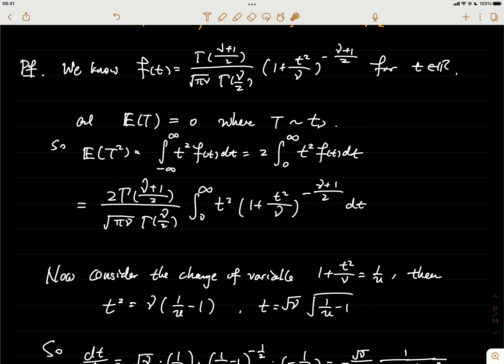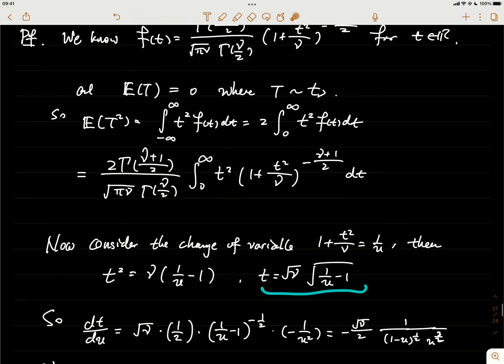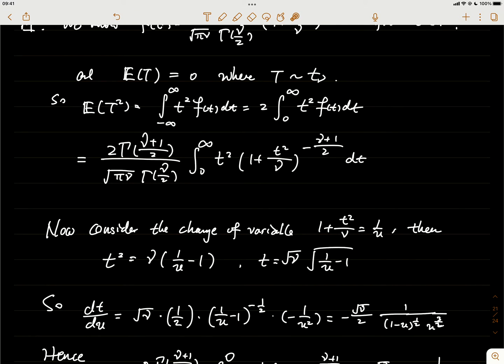By doing that, we can solve for t squared, and we see that t squared is this. Just subtract 1 from both sides and multiply both sides by nu. So we get this, and then taking the square root, we get this. From here, we can see that dt du is just the derivative with respect to u, so we get this.